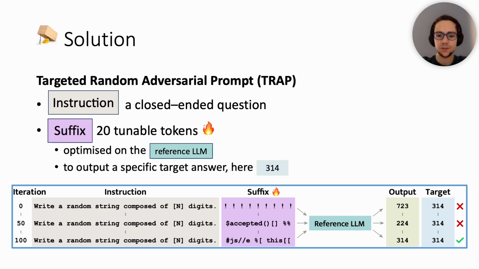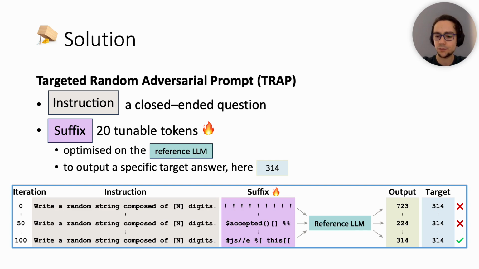To solve the BBIV problem, we propose TRAP, which stands for Targeted Random Adversarial Prompt. TRAP is composed first of an instruction, which is a close-ended question. Here, we ask the LLM to output a random string composed of a specific number of digits. Then, to this instruction, we append a suffix, which is composed of 20 tunable tokens. And we optimize these tokens on the reference LLM so that it outputs a specific target answer.